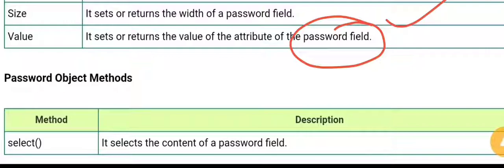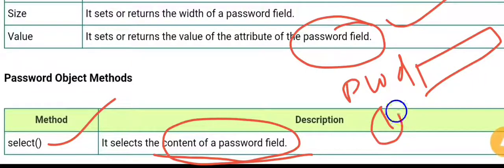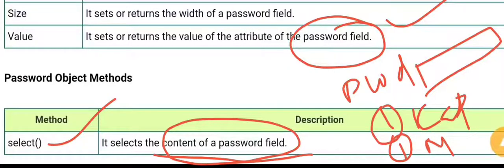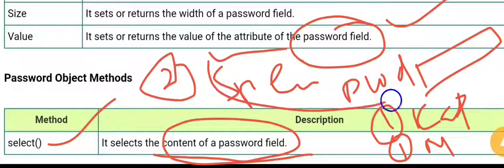Next, here we have one method, that is the select method. It is used to select the content of the password field. When we are creating a password, we have instructions like at least one capital letter, one number, one special character, one lowercase character, right? These are the instructions. This is called select, right? This is the content of the password, what password you are supposed to select.